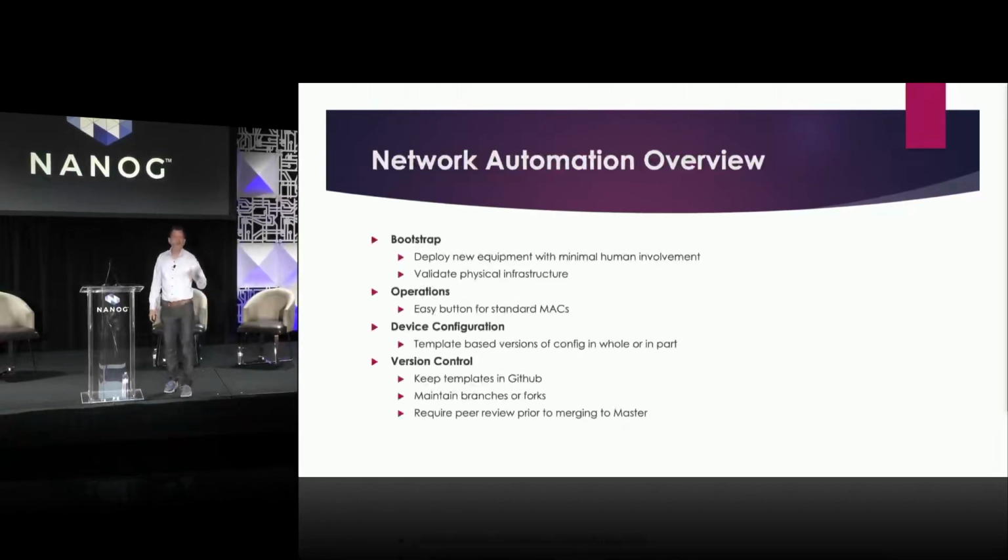So kind of an overview of things that we thought about that we wanted to accomplish when we started down this road of network automation and what it means. So we have the bootstrap, the greenfield environment, or it could even be a brownfield environment where you're deploying new gear. We want to deploy the new equipment with minimal human involvement. We want to be able to validate our physical infrastructure, so we wanted to automate our cable validation, as an example, as part of this process.